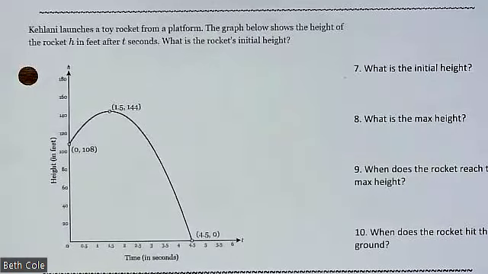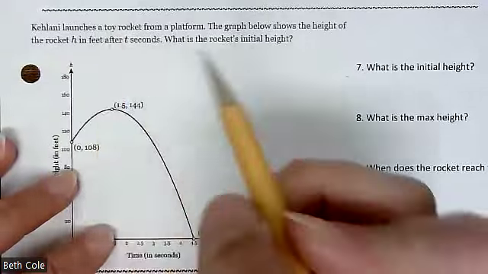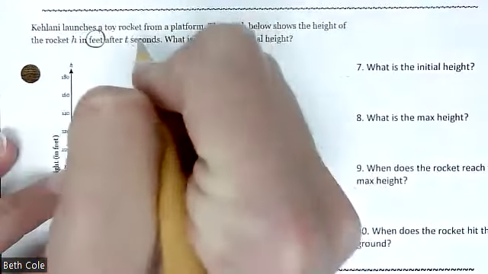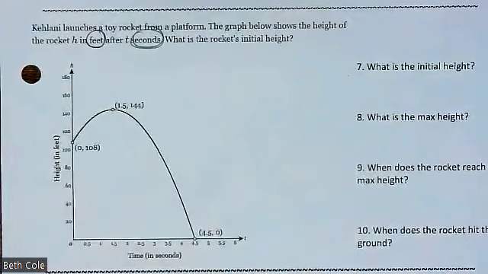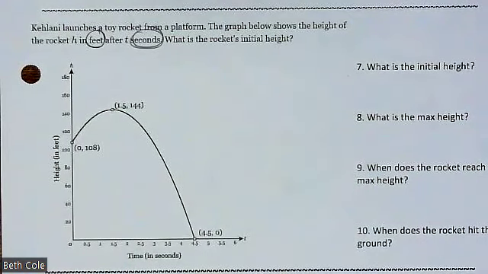All right, so looking at this graph here, we've got a rocket that goes up in the air and comes back down. You want to be aware of what your units are. So I usually circle them. We have feet for our distance and seconds for our time. So just circle or underline those so that you remember them. You have to put them in your answer.